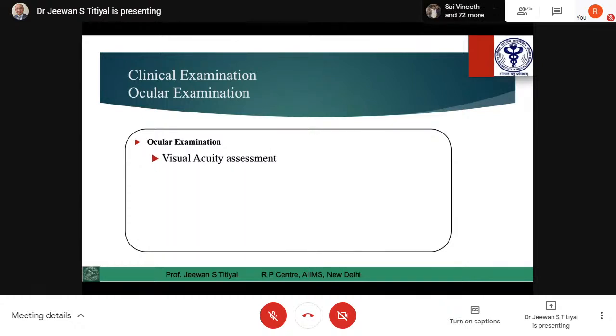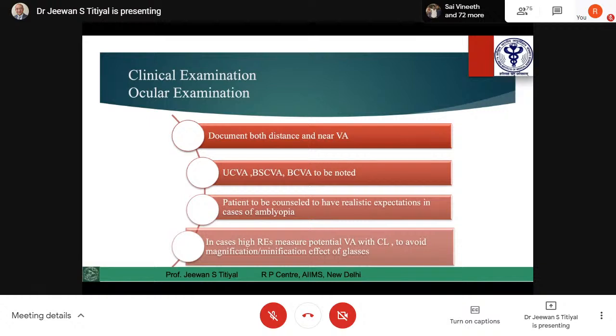Visual acuity assessment, you all know how to do it, and it is very, very important. You have to record uncorrected, best corrected spectacle as well as contact lens vision for these patients. Most often we'll be recovering the same amount of vision after refractive procedures. For a very high refractive error, sometimes there can be a gain in a Snellen's acuity line also. That's because of the magnification, minification factor after surgery in these cases.